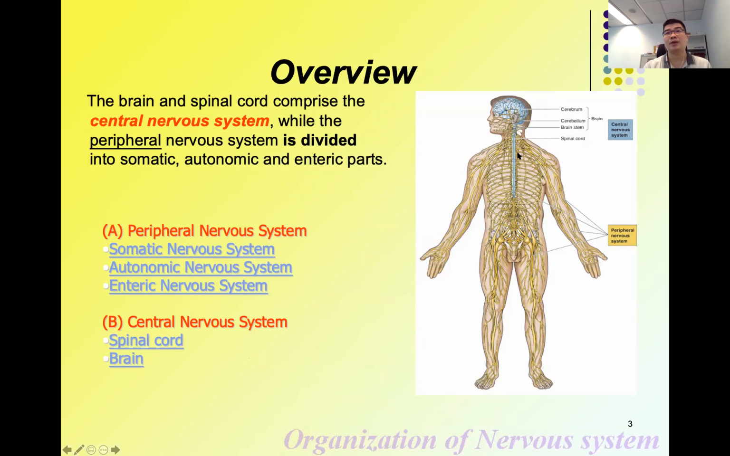And from the spinal cord and from the cranial nerves branch out the so-called peripheral nervous system. You can see that they are branching out all the way, and they are actually pretty long. And here are the differentiations: the peripheral nervous system, somatic nervous system, autonomic nervous system, enteric nervous system. And the central nervous system will be the spinal cord and the brain as well.